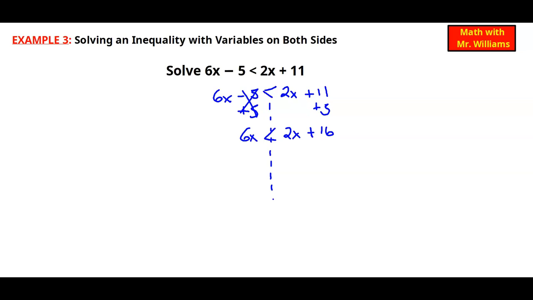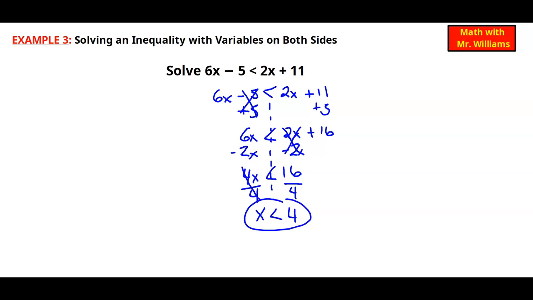Well, 2x is smaller, so I'm going to go ahead and get rid of him. Right now he's there, so I need to take him away, so minus 2x on both sides. This cancels the right, leaving me 6x minus 2x is 4x is less than 16. Now I need to cancel the 4, so I need to see it's being multiplied, so I'm going to divide by 4 on the left and the right. 4's on the left cancel, leaving me x is less than 16 divided by 4 is 4 for my answer. So x is less than 4.